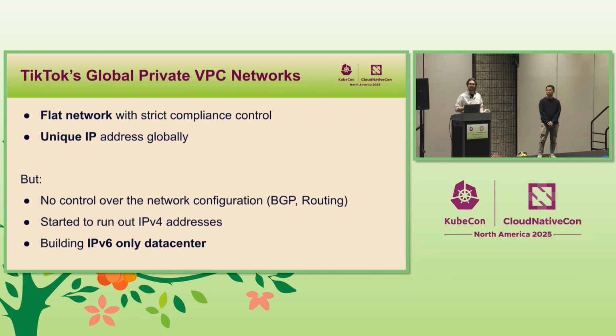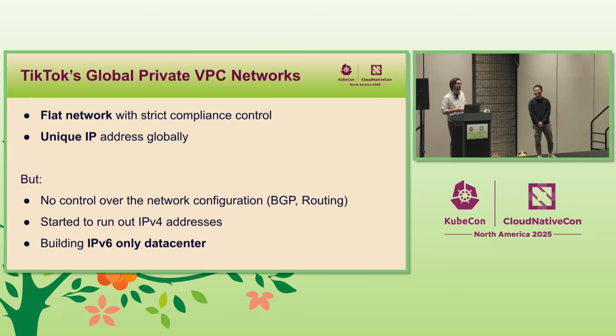So BGP, routing, VPC peering, all of that is done by the data center and network teams. And on top of that, there's a bunch of compliance rules that some data centers and some regions cannot talk to each other, and so on and so on. But ultimately, this unique IP scheme means that we actually start running out of IPv4 at ByteDance.